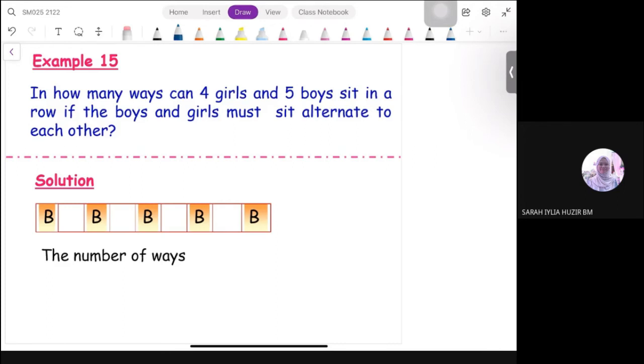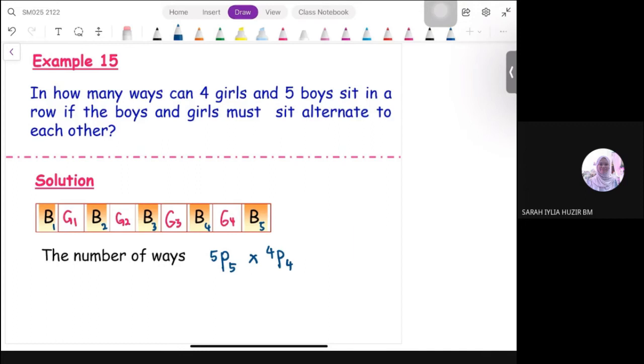Alright, so since dia dah tulis kotak kat situ, kita ada boy 1, 2, 3, 4, 5. So what happened here? We can rearrange between these 5 boys. So we have 5P5 times with. Now, the remaining girls can be seated, can be arranged between this boy. So girl 3, girl number 4. So our arrangement would be 4P4.